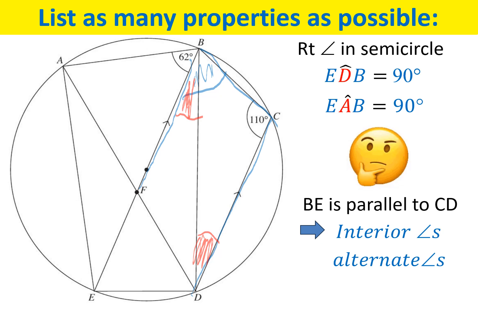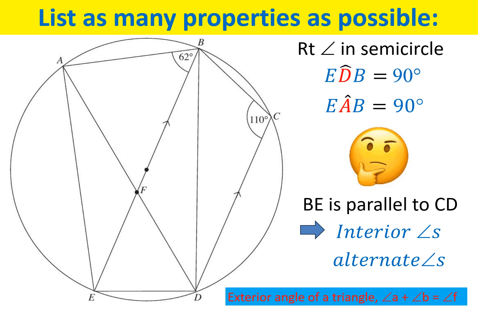Now there is another property that is very seldom used by students, which I find is actually very useful. It is for you guys to identify the exterior angle of a triangle. This is a property whereby you actually learn in primary school. So which angle are we referring to over here? The exterior angle of a triangle.